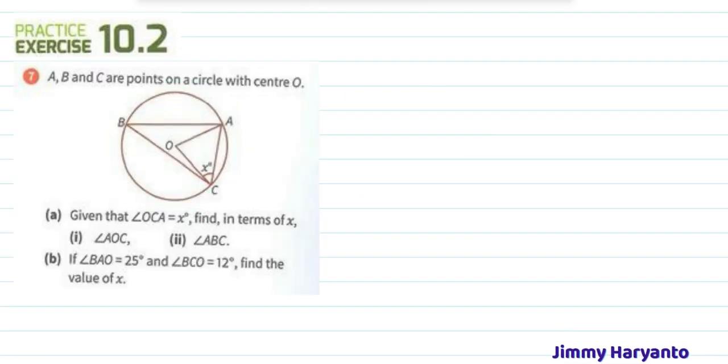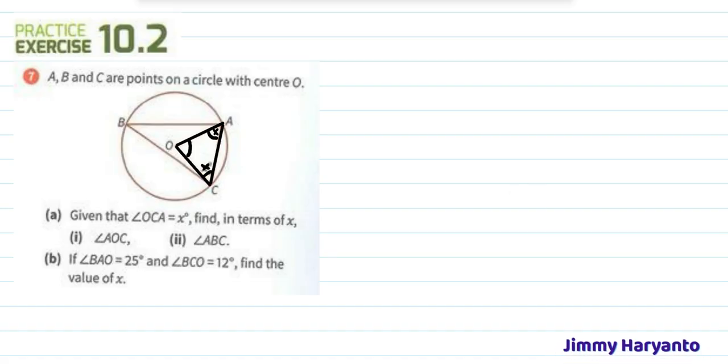And then next is 7. For question 7, the question says that one is x. That means this one also x, since this one is radius, same length, that means same angle. So this one also x. Okay, and then in terms of x of angle AOC. Okay, AOC first. To find AOC, we have to use this triangle, this, and that one.